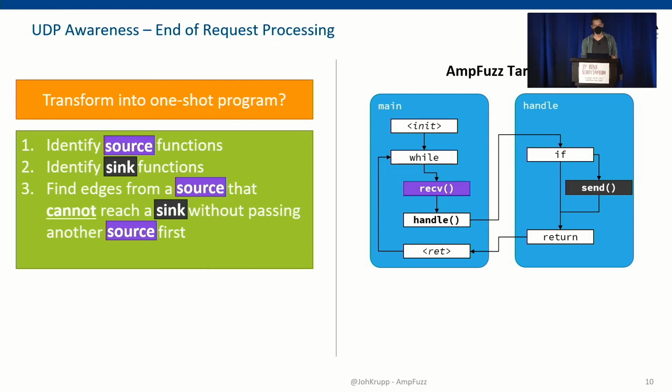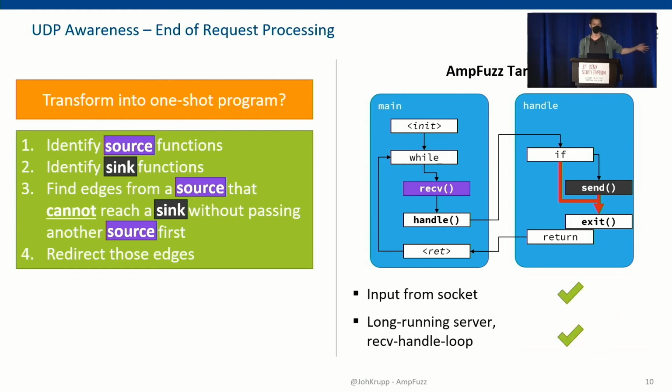And lastly, we're looking for edges that come from a source and cannot reach a sink without passing through another source first. In this instance, these are these two branches, because once we've walked past the send function, we cannot return without going over the receive. And, well, if we've traversed one of those branches, we just redirect it and call exit instead. And now the program terminates whenever we have passed the point of sending a response. And this also solves the second problem. I should add that this is only a heuristic and does not work in cases where we have some weird multi-threading situations. In our experiments, this only happened for 2 cases, though.